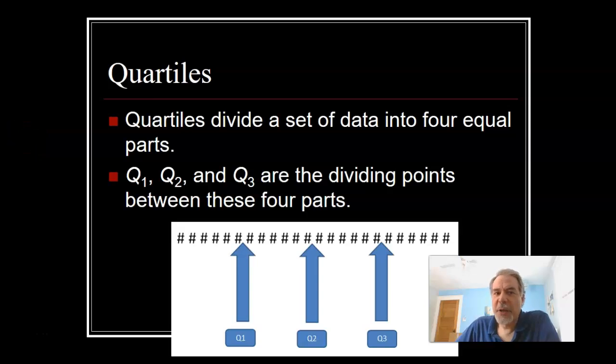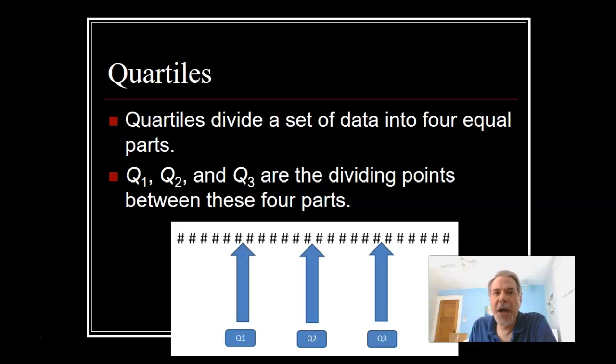So now we're going to talk about quartiles. If you remember when we talked about the median, if you have a set of data values, the median divides the data up into two equal parts, the bottom half and the top half. So half of your data values are below the median and the other half are above the median. Well, quartiles divide the data into four equal parts.